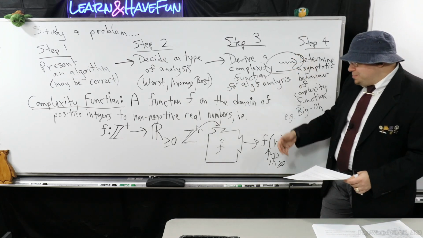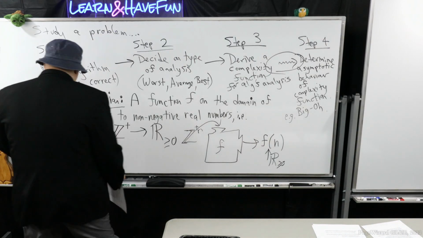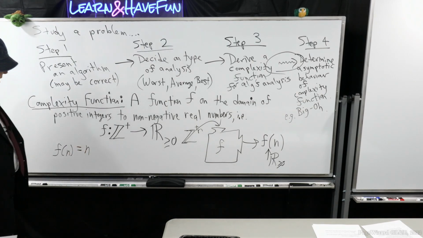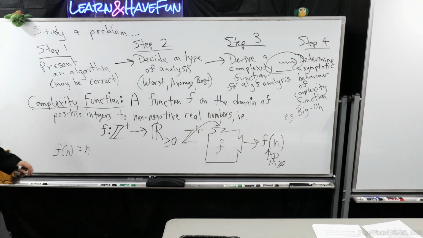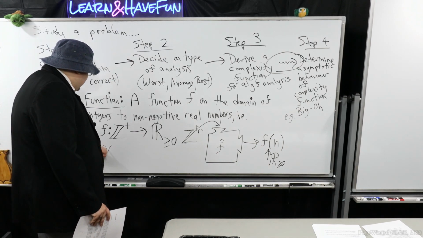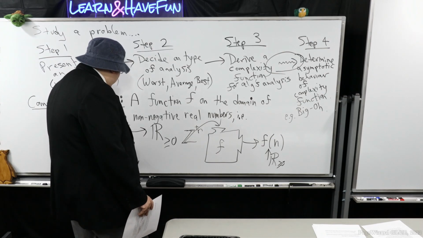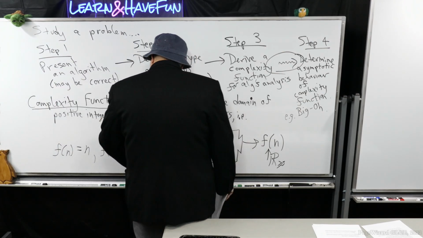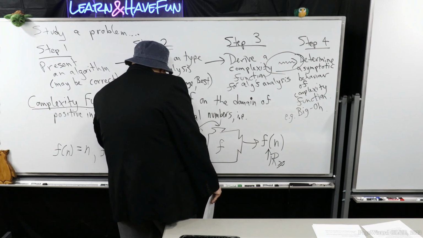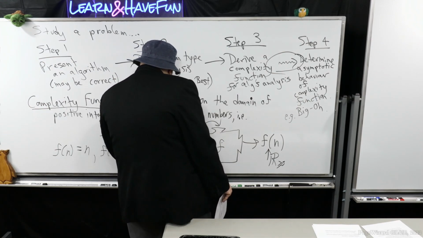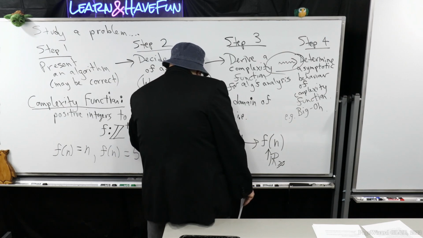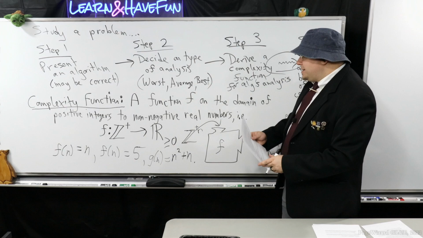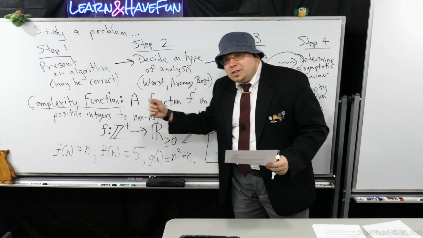So just as an example, a complexity function can be something as simple as f of n is n. You can also have other functions like this. Like you can have what we call a constant function. Say f of n is 5. And keep in mind that the name f isn't special. You can call it something else like g. So I can have g, I can make this n squared plus n.